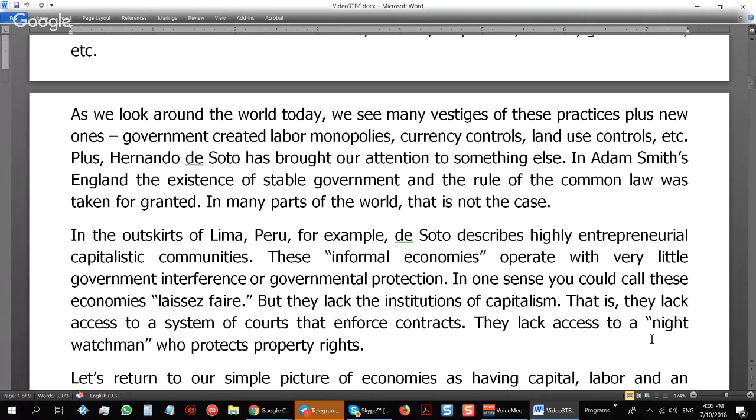In the outskirts of Lima, Peru, for example, De Soto describes highly entrepreneurial capitalistic communities. These informal economies operate with very little government interference or government protection. In one sense, you could call these economies laissez-faire, but they lack institutions of capitalism. That is, they lack access to a system of courts that enforce contracts. They lack access to a night watchman who protects property rights.